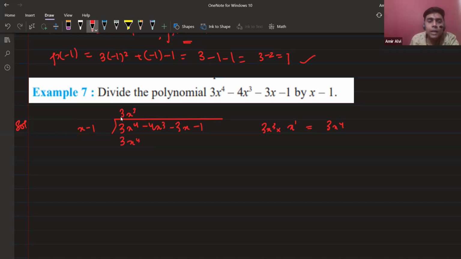And minus 1 will be multiplied with 3x cube. What will it become? Minus 3x cube. Now since this is subtraction, the sign will change. 3x to the power 4 and 3x to the power 4 will get cancelled because they are equal. Now tell me, this is negative 4x cube and this is positive 3x cube. So what will be left?